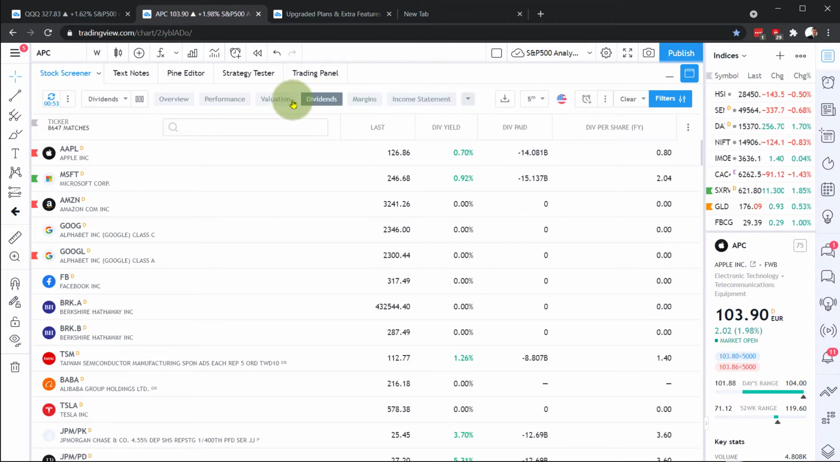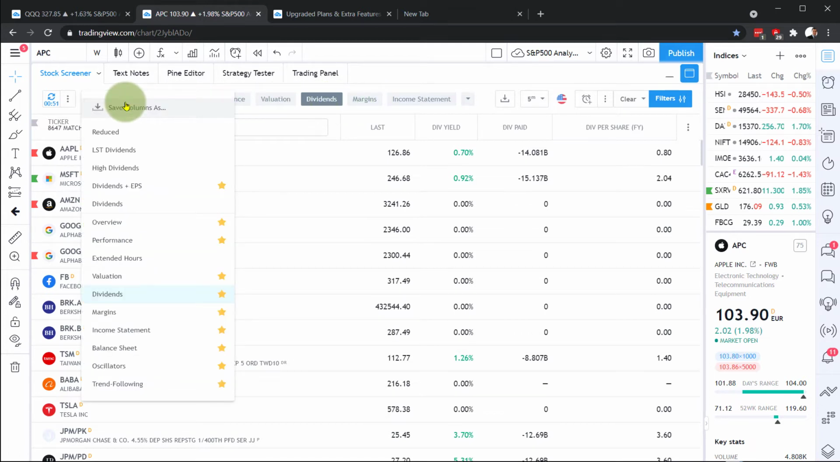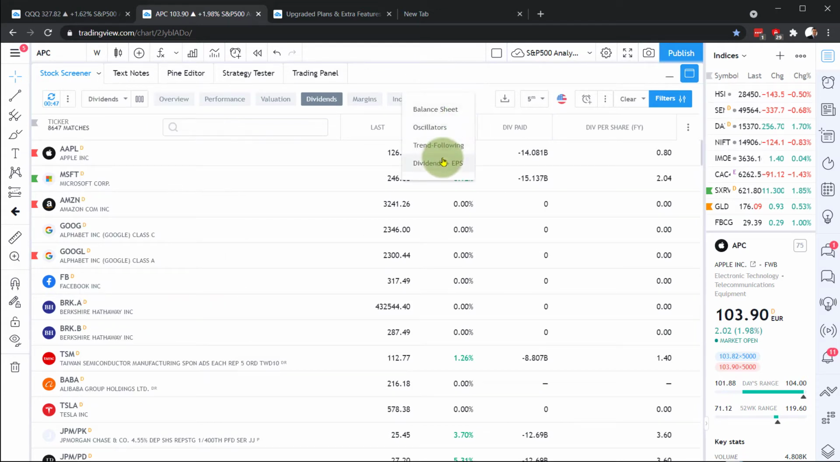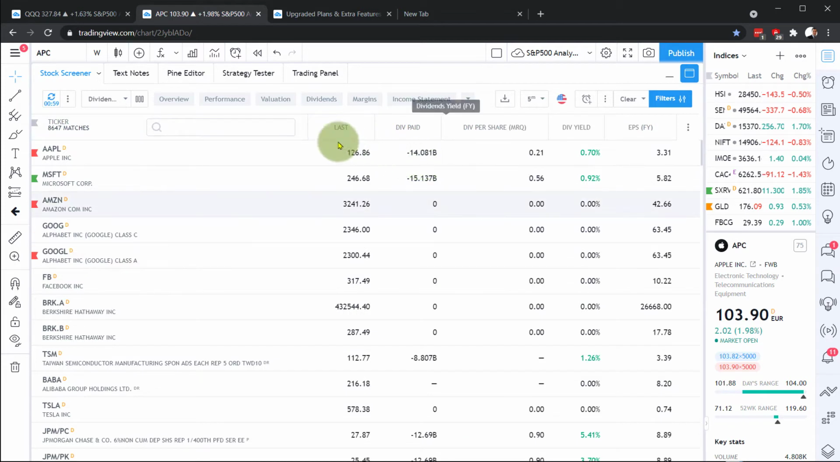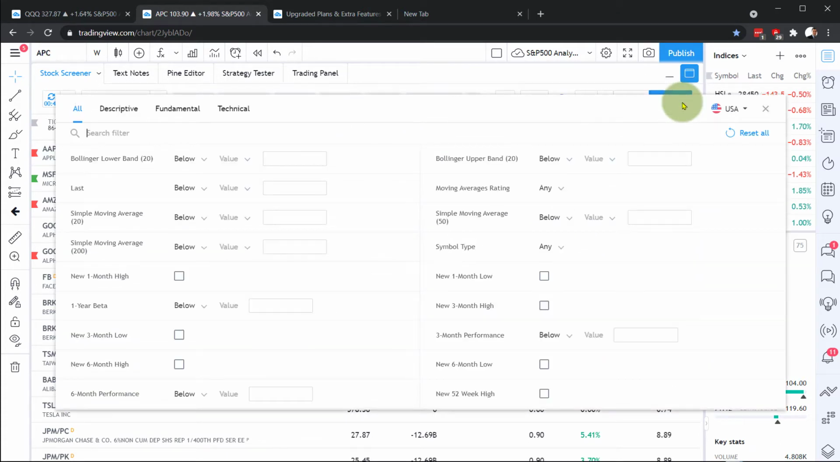And of course you can set up your own view. So I want to set up my own columns here, or here I have a dividend and EPS view that I've created. So I want to be able to see, for example, what the dividend per share for the most recent quarter has been, the dividend yield. So we can look at that. But the key here is the filters.